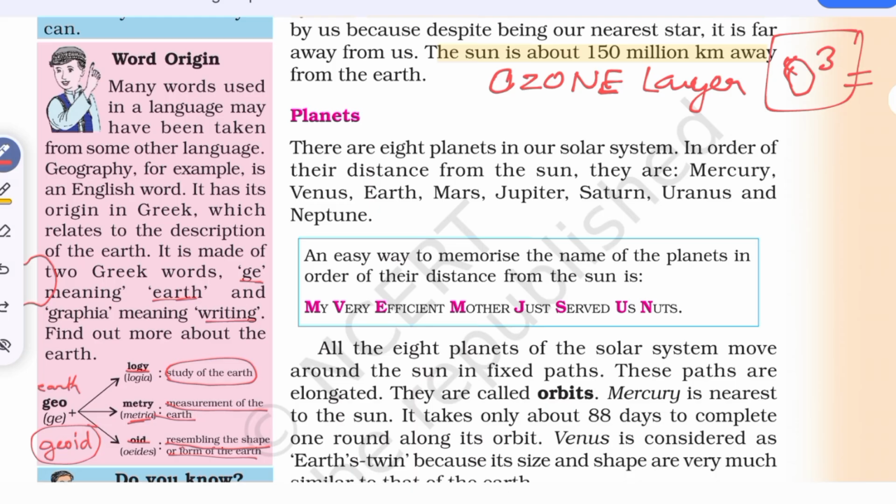We already discussed our trick. There is also a mention of a trick which I did not memorize. An easy way to memorize the names of the planets in order of their distance from the sun is: My Very Efficient Mother Just Served Us Nuts.